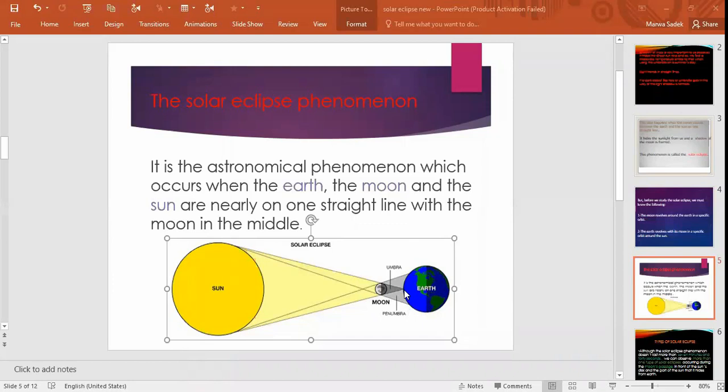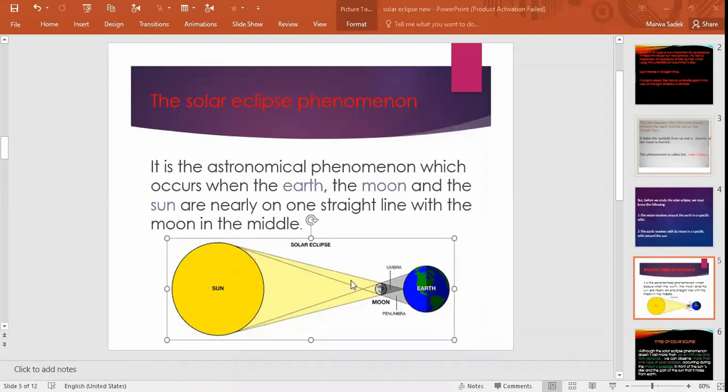But here the moon has two shadow areas. Is it only one shadow area? No, there are two shadow areas. What are they? The first one, this one, the dark shadow area, is called umbra. The other one, this faint area, is called penumbra or semi-shadow area.